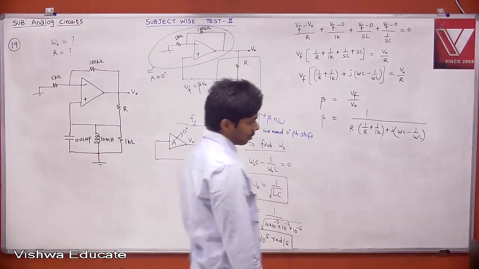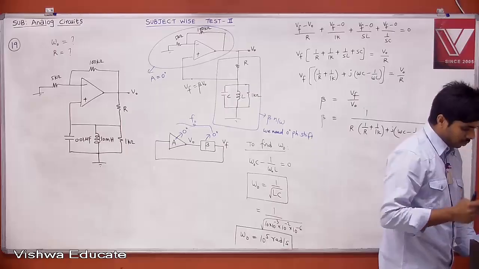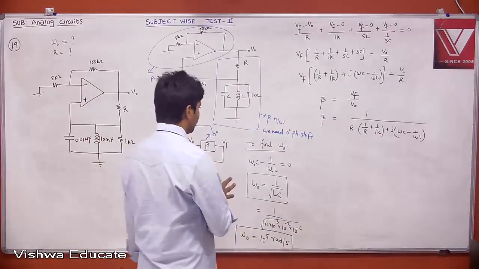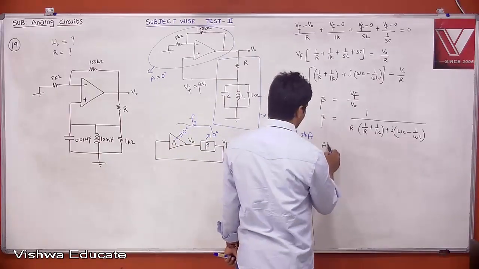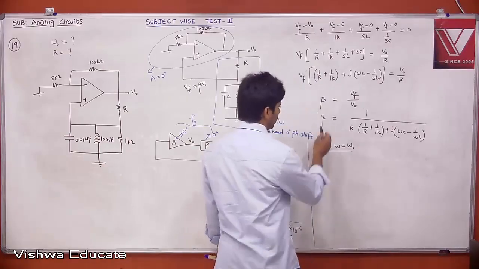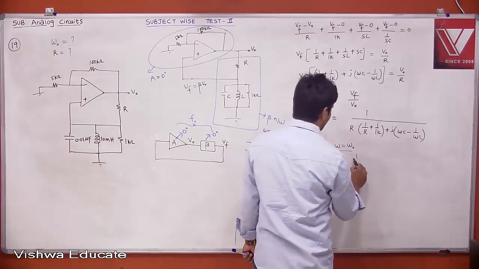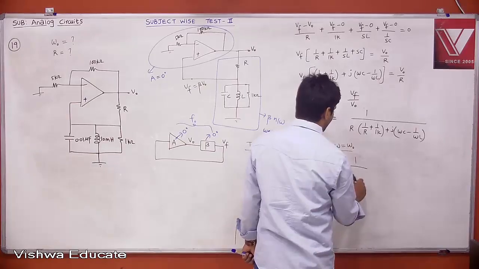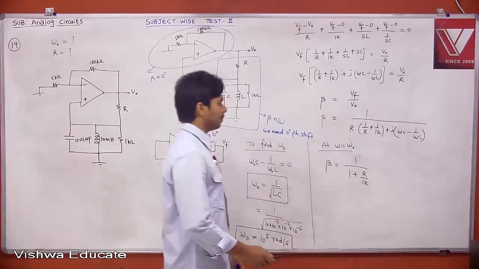That is the first one. Therefore, what is the answer? We have two answers, either A or D. Now we need to find the R value, right? Once we have this value, tell me, at F equal to F naught, at omega equal to omega naught, what is your beta? Your beta is 1 by R, right? 1 divided by R into R plus R by 1K. This is your beta.